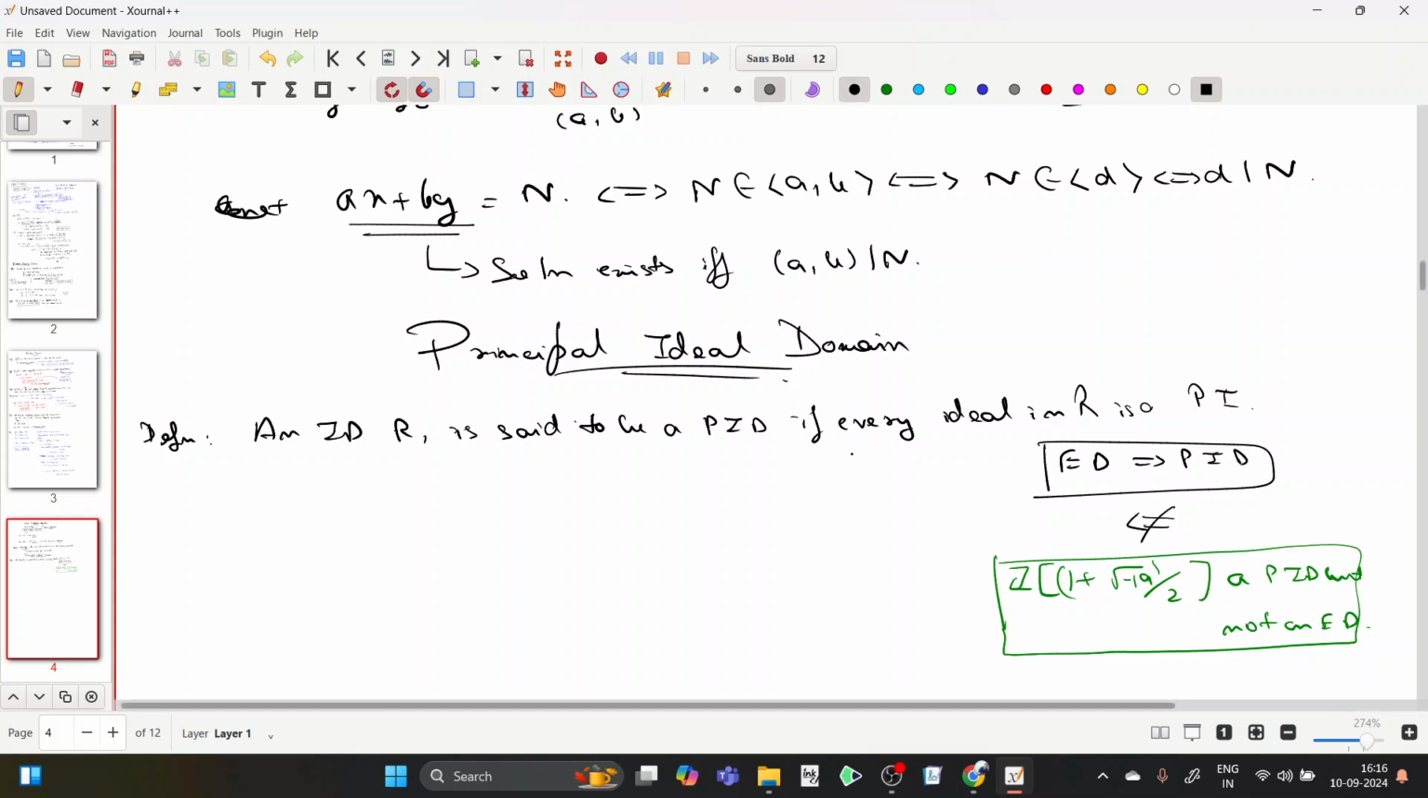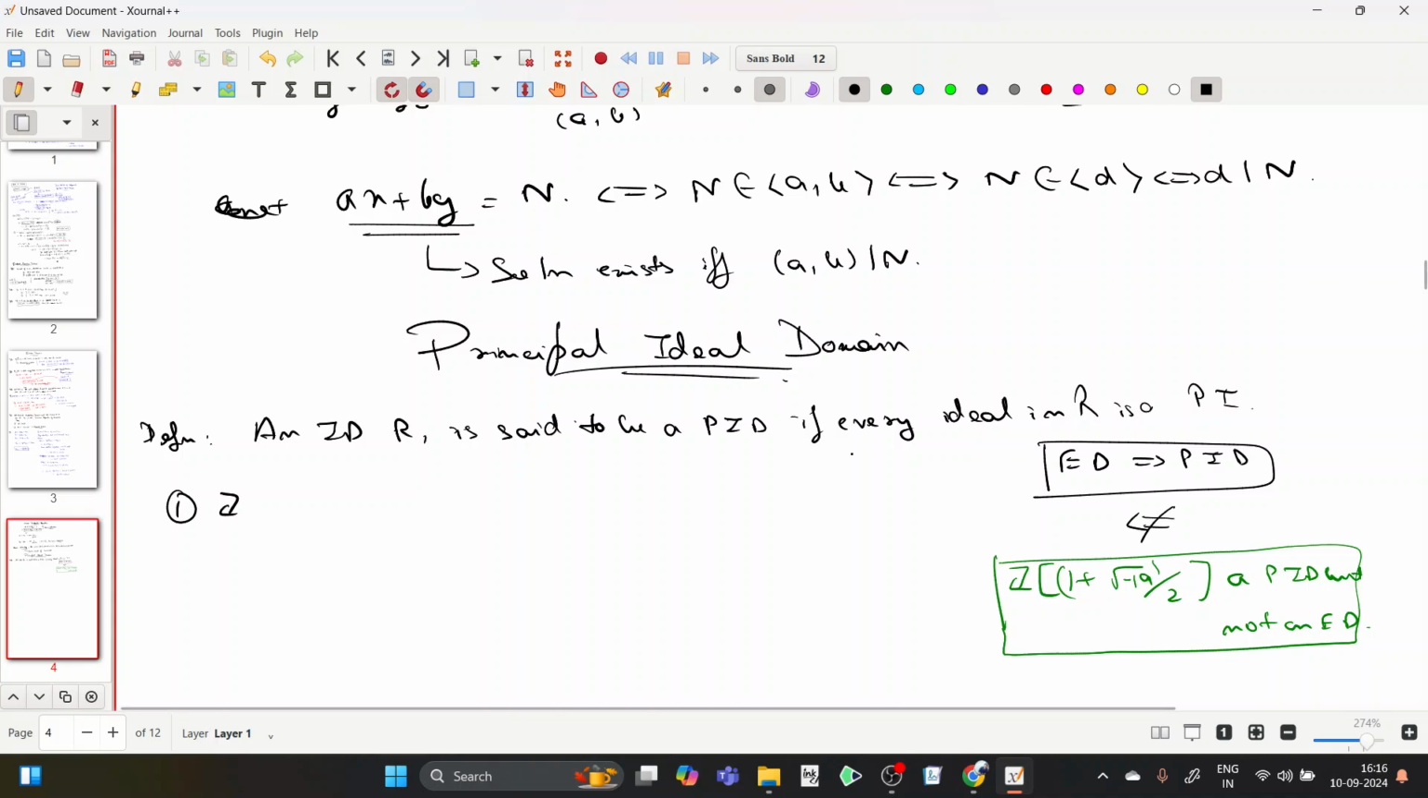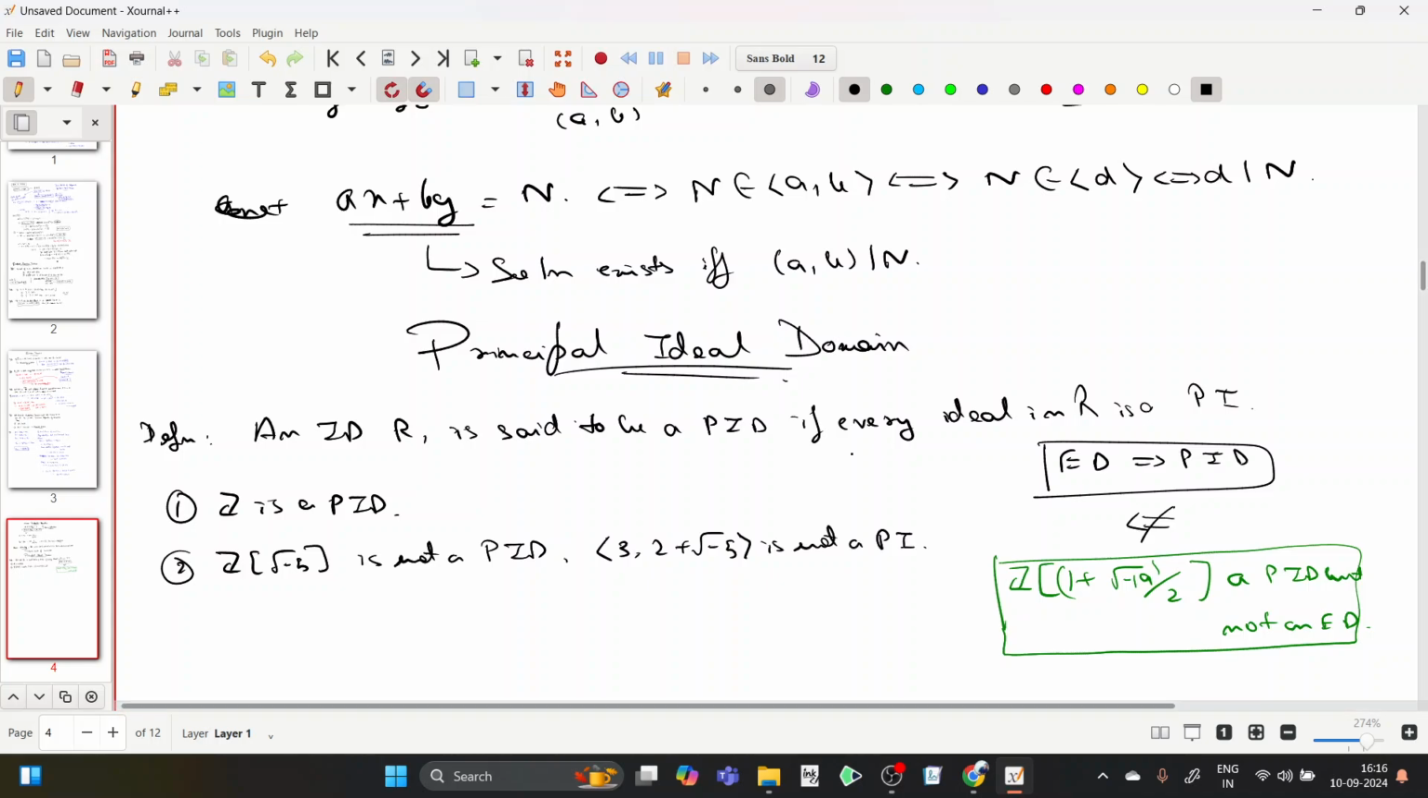Some immediate observations, which we have already seen also. Number one, Z is a PID. It is readily proved by the structure of Z. Z[root minus 5] is not a PID. We have already proved that, if you recall, the ideal generated by 3 and 2 plus root minus 5 is not a principal ideal. But it is an ideal in Z[root minus 5]. Clear? So this is an example of a non-PID.